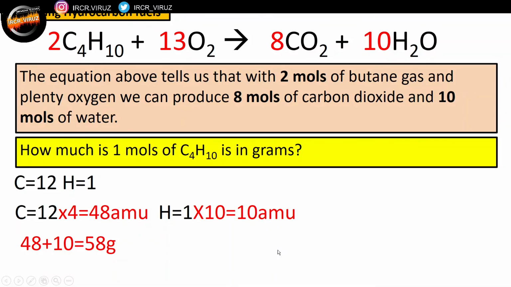It says the equation above tells us that with 2 moles of butane gas and plenty of oxygen, you can produce 8 moles of carbon dioxide.